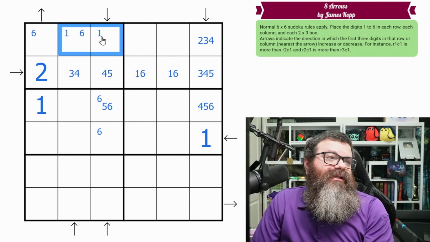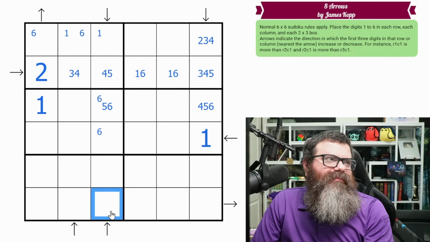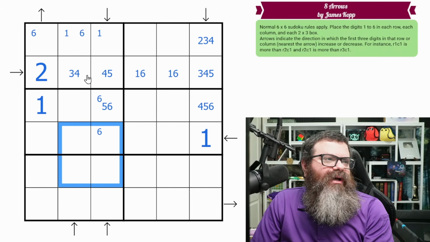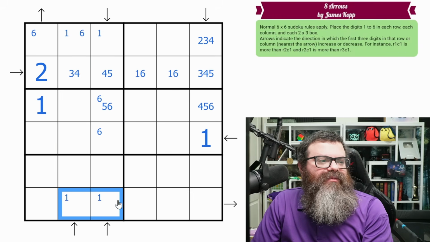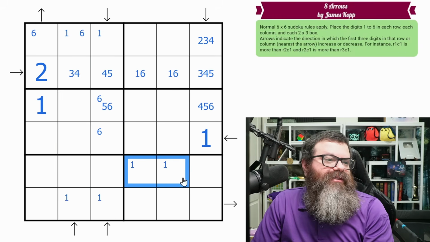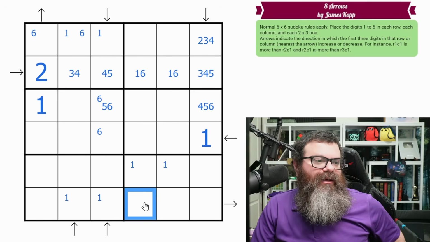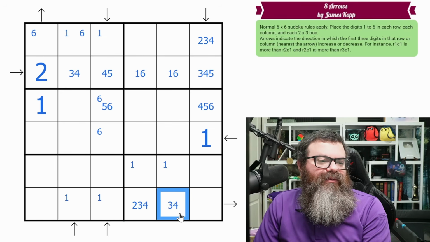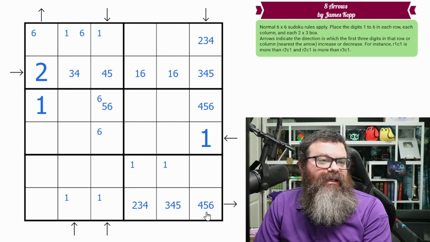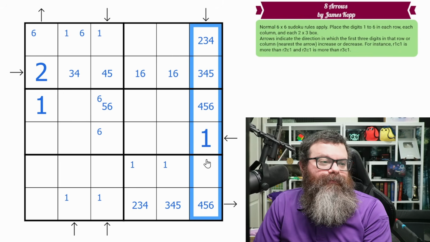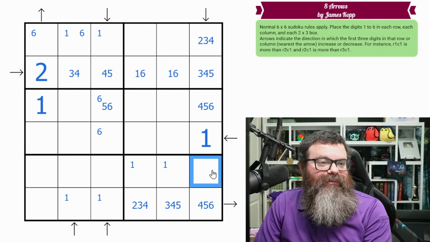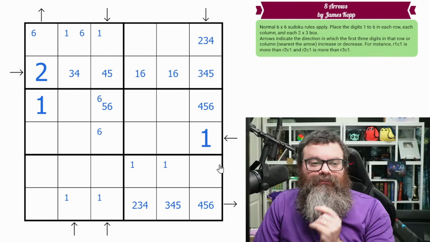So 1 being in one of these two, we know these aren't 1. We know these aren't 1. Right, 1's in one of these two as well. I think we could have done that earlier. 1's in one of these two. So this isn't a 1, so we're 2, 3, 4, 3, 4, 5, 4, 5, 6. 2 could go here, I think. Let's think about 2 in this column.